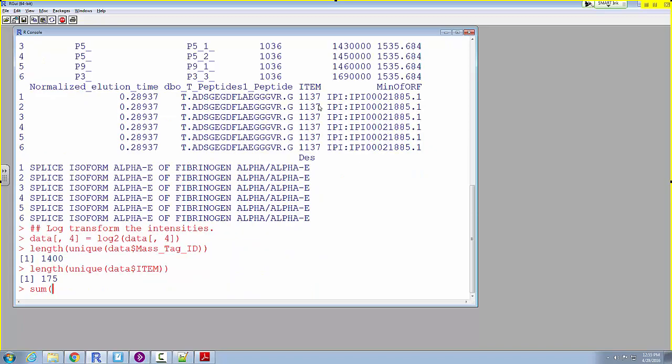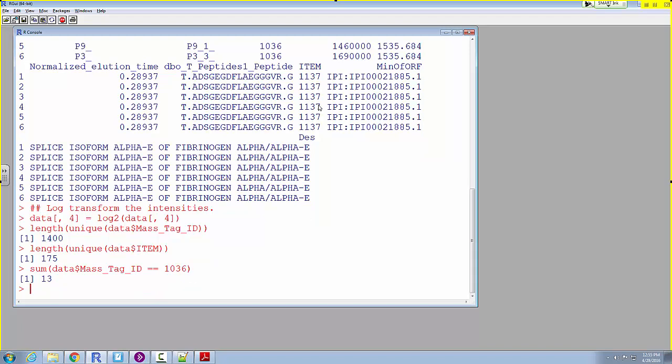Sum. Mass tag ID is 1036. There's 13, but we have 20 individuals, not 30, 60 replicates. We have 20 humans, 10 healthy, 10 diseased, and each one was measured 3 times. So I want a number for 30 assays, 30 LCMS runs, but I only have 13.